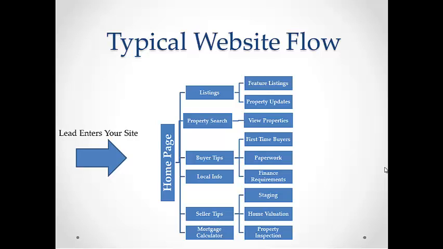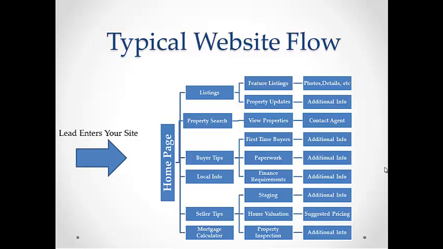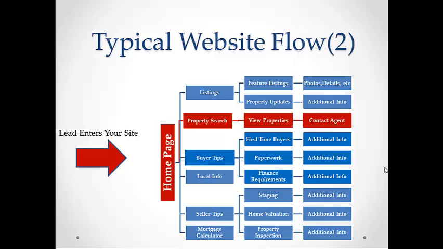So in the listings, for example, you could look at featured listings or property updates. For buyer tips, you may be able to look at the paperwork or first time buyers or financial requirements. So there are several different options or sub options under these, and then those again have even more sub options. So for example, if someone came to your website and they were interested in purchasing a property, this is the route that they would have to take. They'd hit your landing page, then they would have to do a property search. They'd have to find a property or a bunch of properties that they liked or were interested in, and once they found those properties, then they could contact the agent. And that's typically how a website works.